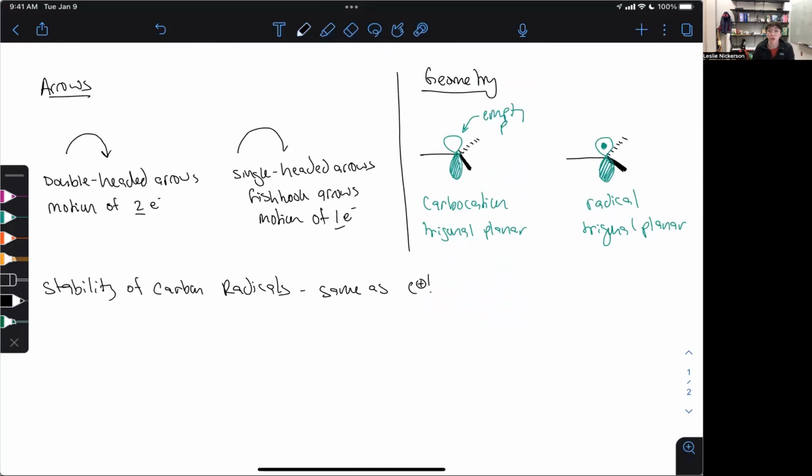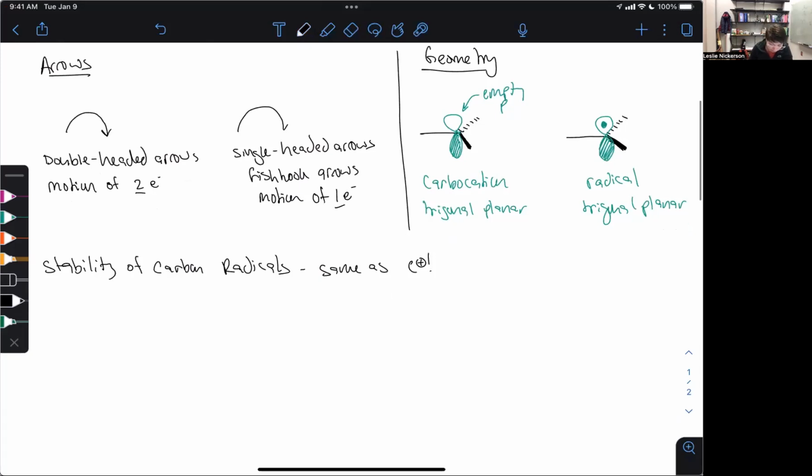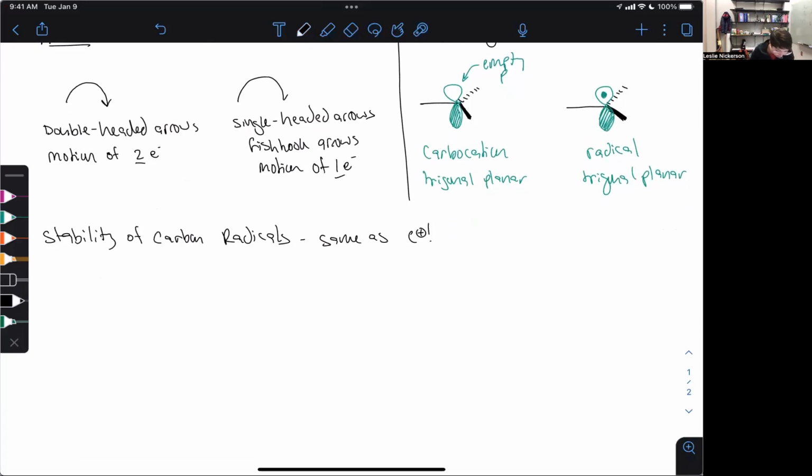Okay, so they're essentially going to follow the very same trends that carbocations do. And then the nice thing about radicals is that there are actually quantitative methods that we can use to really narrow down exactly what radical is going to be better, using bond dissociation energies.